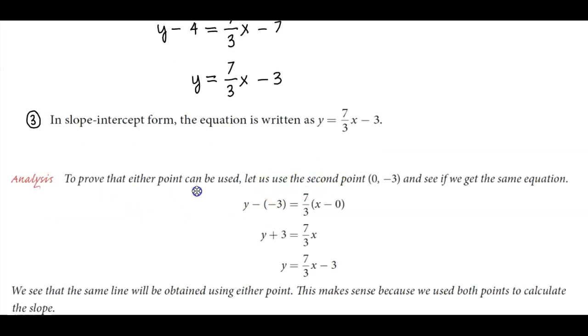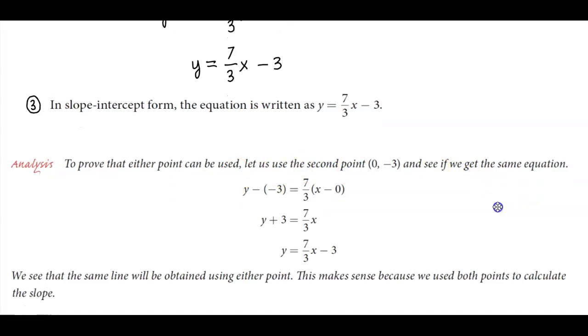Now, to prove that either point can be used, let's use the second point (0, -3) and see if we get the same equation. So let's go ahead and do that. So again, we have our slope, which is 7/3. In this case, now the x coordinate is 0. And the y1 coordinate is -3.